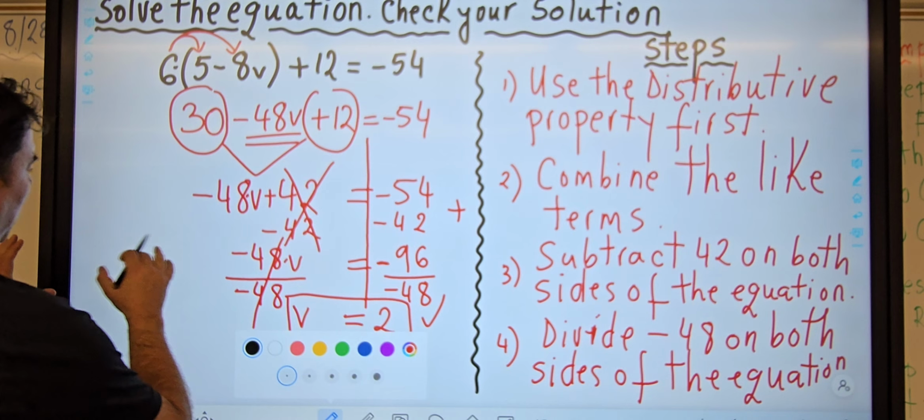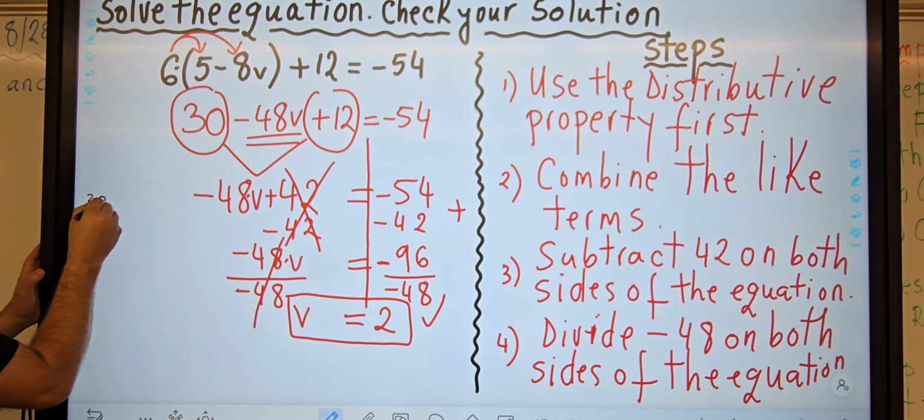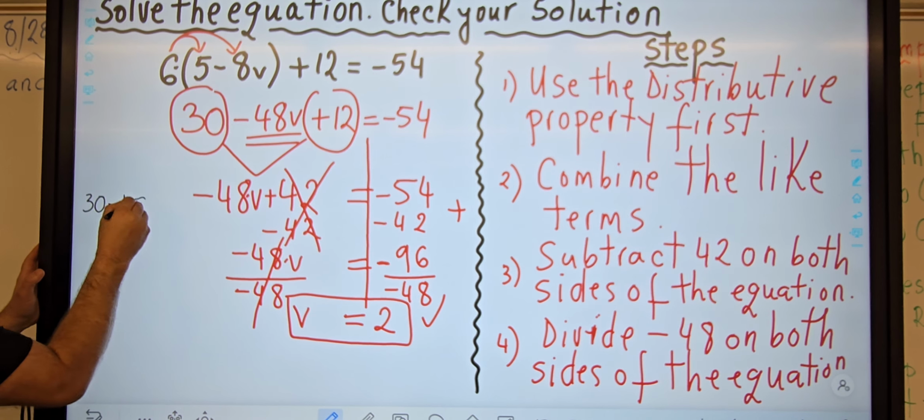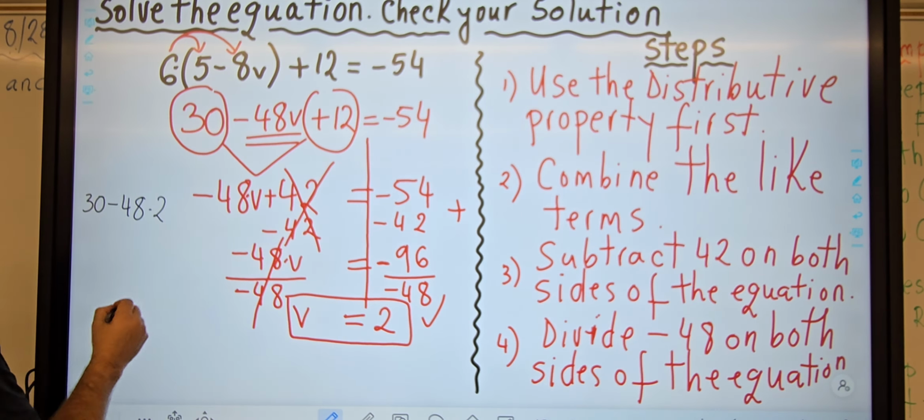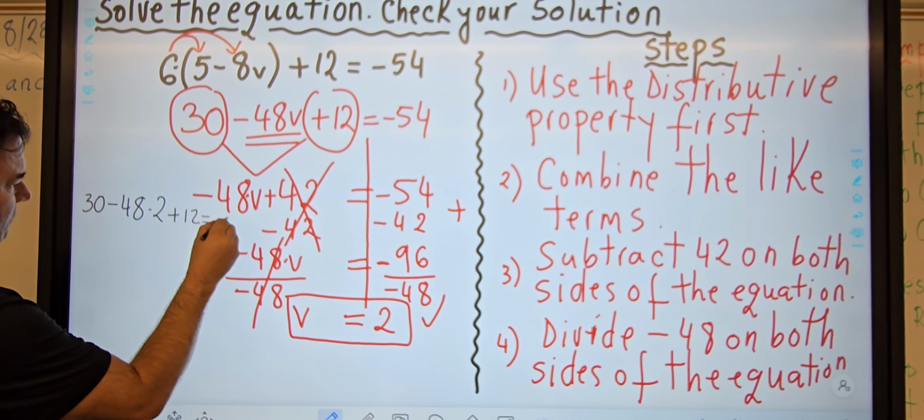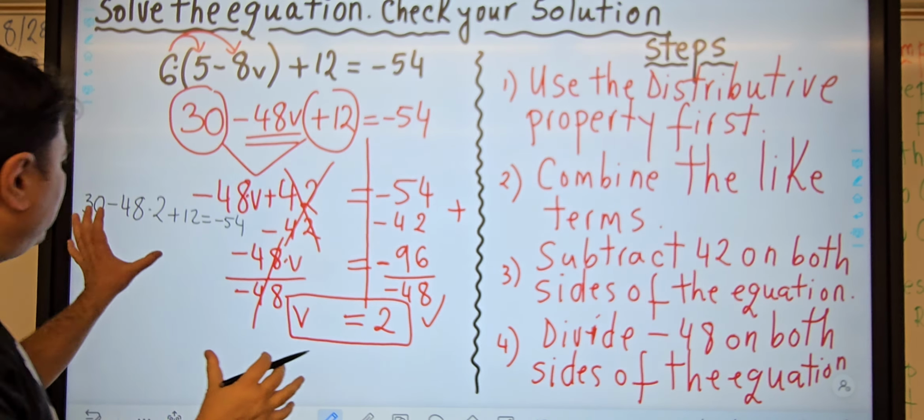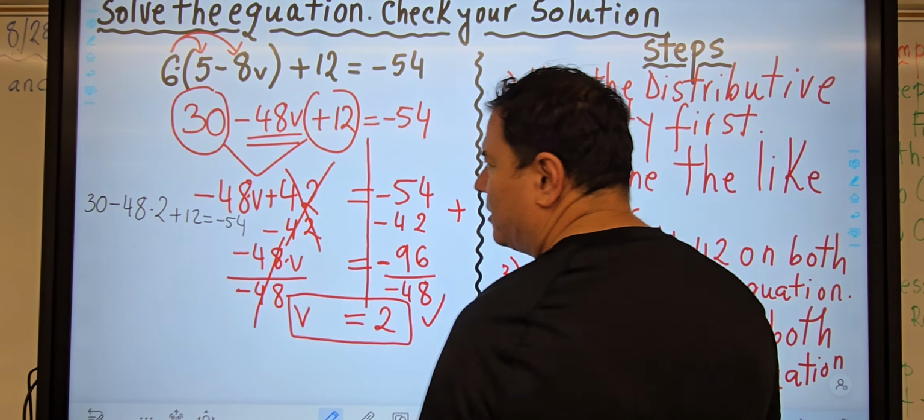Again, I'm going to write kind of small here to the side. So we have 30 minus 48 times, instead of v, we are going to put 2. 48 times 2 plus 12 should equal negative 54. Sorry for my mess here, but it's right here. I'm using a black ink.